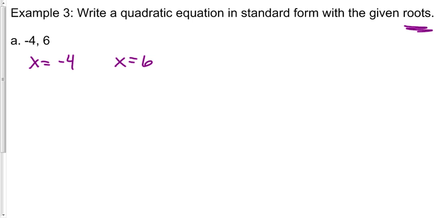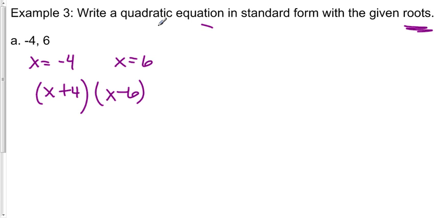Now, what does that tell us about the factors? It's actually exactly the one that we just did. If x equals negative 4 is a solution, I know that the factor had to have been x plus 4, the opposite of my solution. And I know that the other factor had to have been x minus 6. These are the two factors that would give you these solutions. So x plus 4, x minus 6.